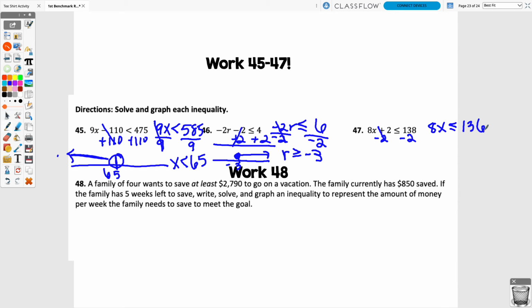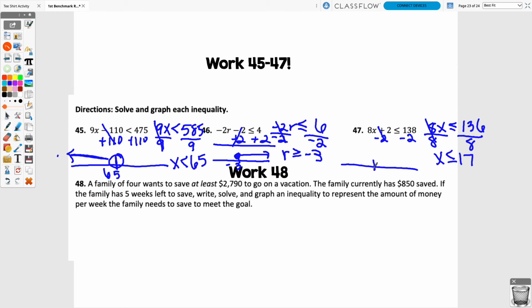And then what's my next step? Okay, so Brooklyn, do I have to flip my sign on this one? Yeah, I think so. Okay, so we are dividing, but am I dividing by a negative number? No. So we don't have to flip it this time. So x is still going to be less than or equal to, and then what do I get when I divide 136 by 8? 17. So x is less than or equal to 17.